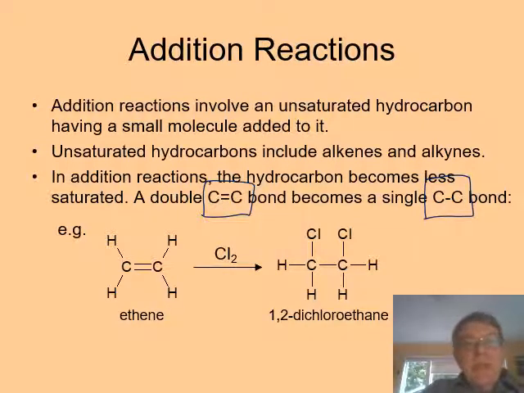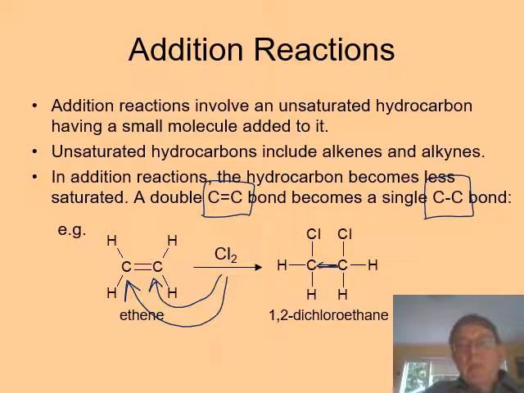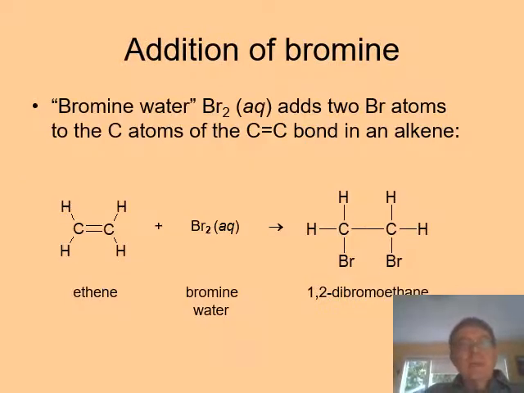In this particular reaction of ethene with chlorine, one of the chlorine atoms will end up on this carbon of the double bond, and the other one will end up on this carbon of the double bond, and the double bond will become a single bond. Here's another example. In this case, bromine is being added, similar to chlorine. Again, we see the double bond between the carbons becomes a single bond.